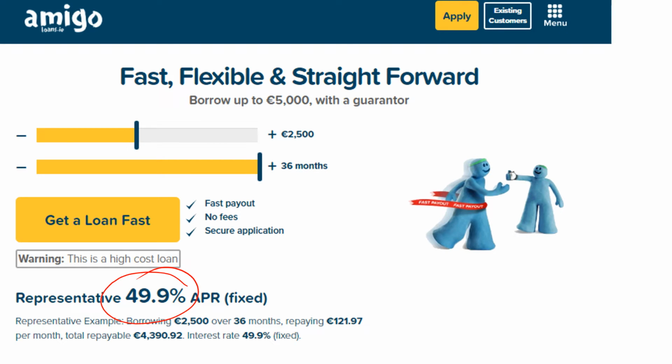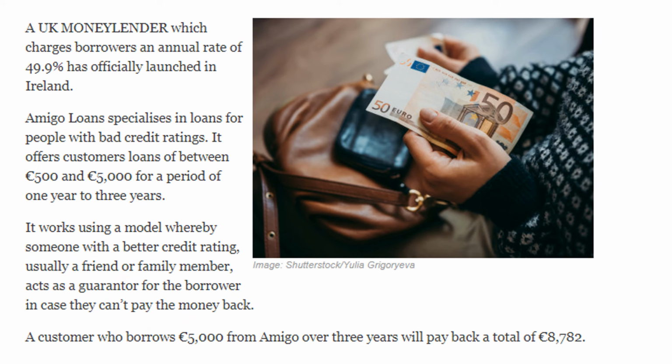So there's a little bit at the bottom there. It said borrowing 2,500 over 36 months means you end up paying 4,392 back. So you nearly double what you pay back over 36 months. That's 3 years. So there's a little bit, if you want to pause this to read, this is from the journal from a few years ago when they launched.